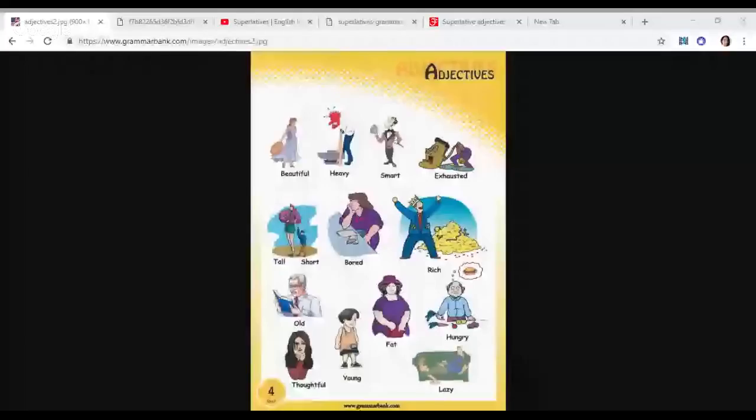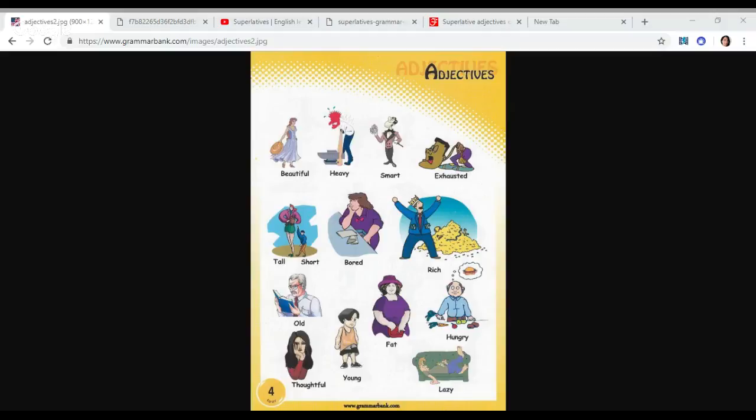Now, I will share with you a little picture about adjectives. Do you see the picture? Yes, I see it. Okay. Now, can you give me three examples using the comparatives?